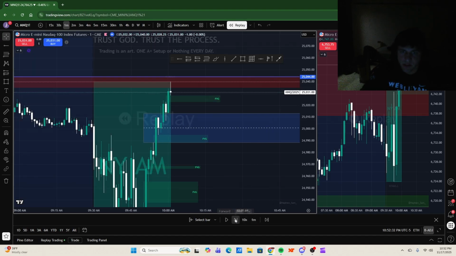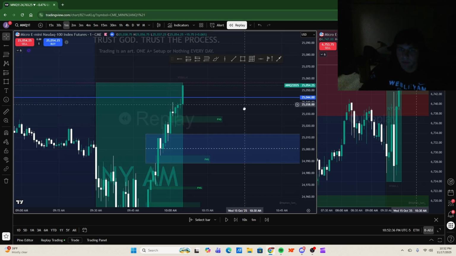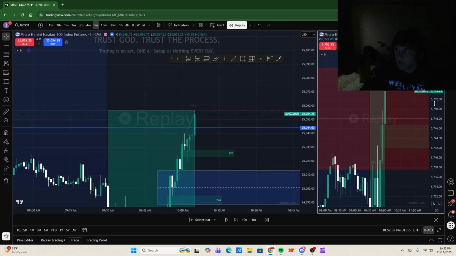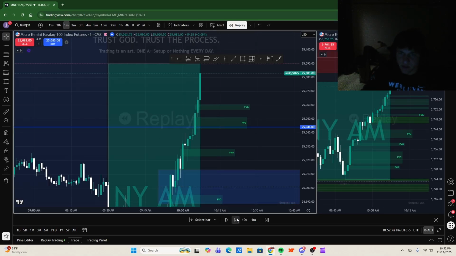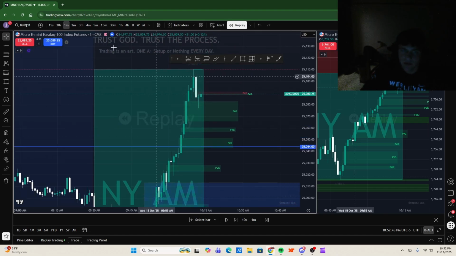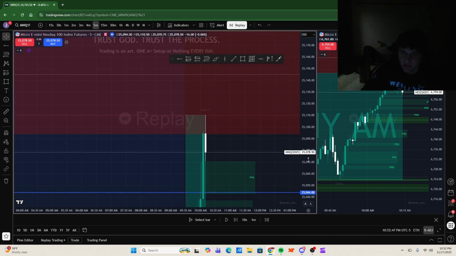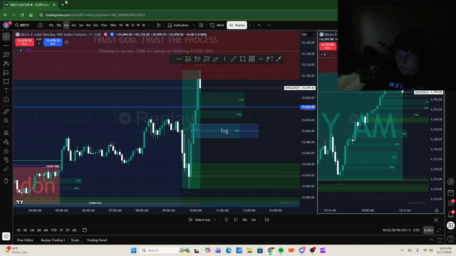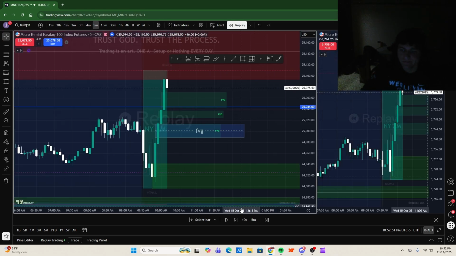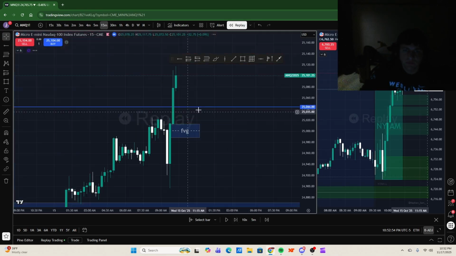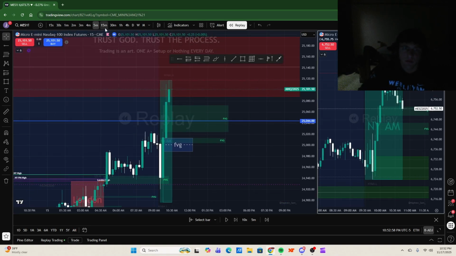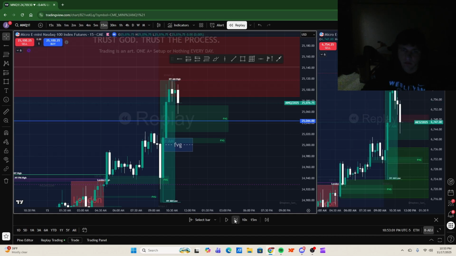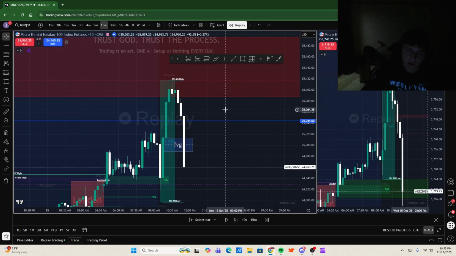Okay, so let's see what happens. So 10 a.m. immediately looking to sweep this high. And we do. Okay, beautiful. So I wouldn't be mad if we then got a retracement to the... Oh my god, we're just going to pump, aren't we? NQ, by the way. Yo, this is awful. So yeah, don't know what to tell you.